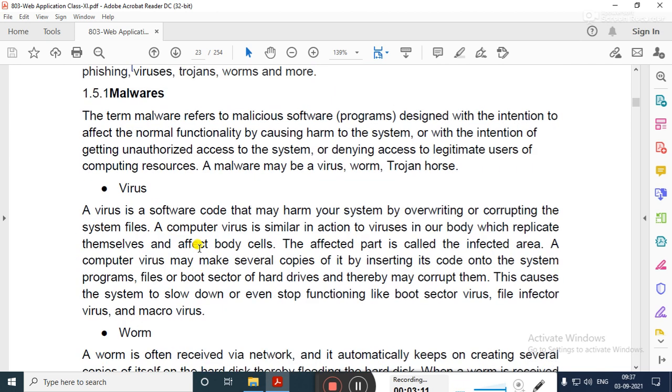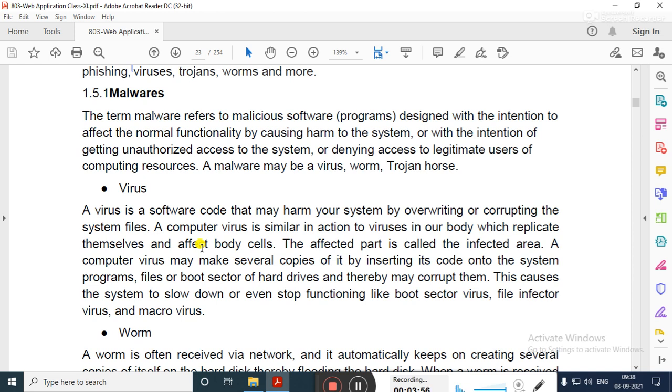Now, what is a virus? In biology, a virus is a microscopic infectious agent. In computing, a computer virus is a type of malicious code or program written to alter the way a computer operates and designed to spread from one computer to another. In more technical terms, a computer virus is a type of malicious code, a piece of program.